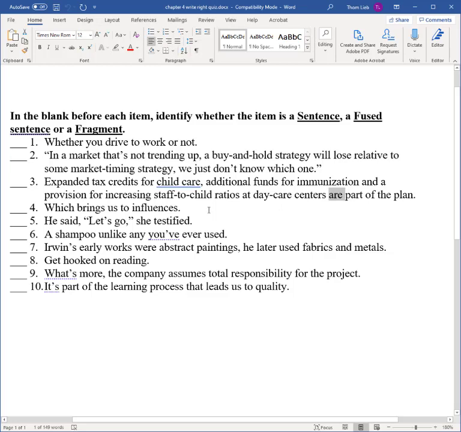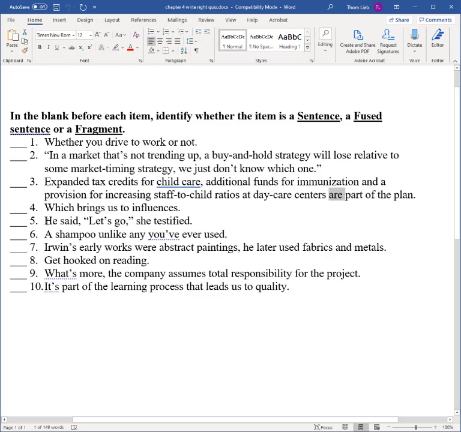Number 4, we have another case where we have starting with a coordinating conjunction, which. So if we had a word there like that in place of this, this would be a sentence. So all we have to do in this one, which right now is a fragment, is change which to that, and we have a sentence.